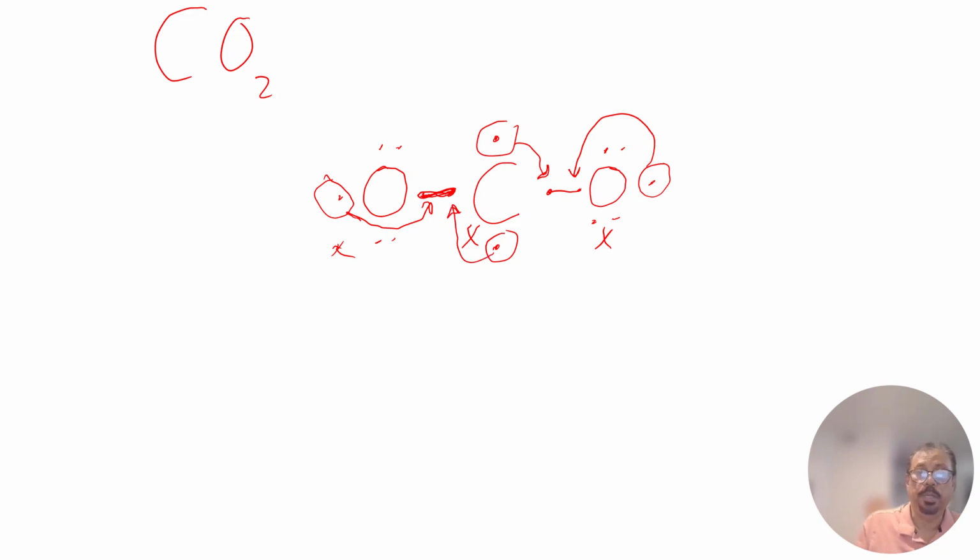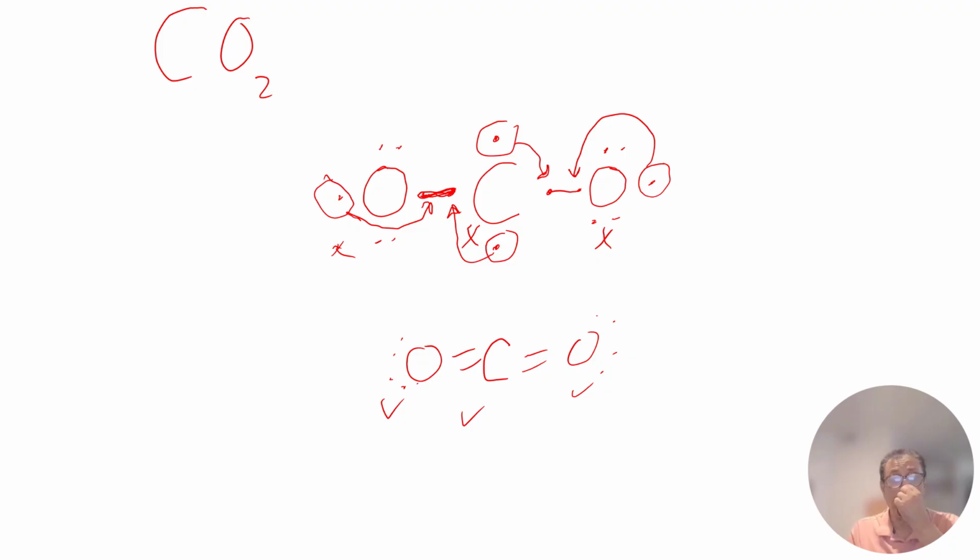So we're going to create a double bond, and also another double bond. That is CO2 now. If you count how many electrons are around each one of them, it will be 8. So 1, 2, 3, 4, 5, 6, 7, 8. 1, 2, 3, 4, 5, 6, 7, 8. Also the carbon has 8.